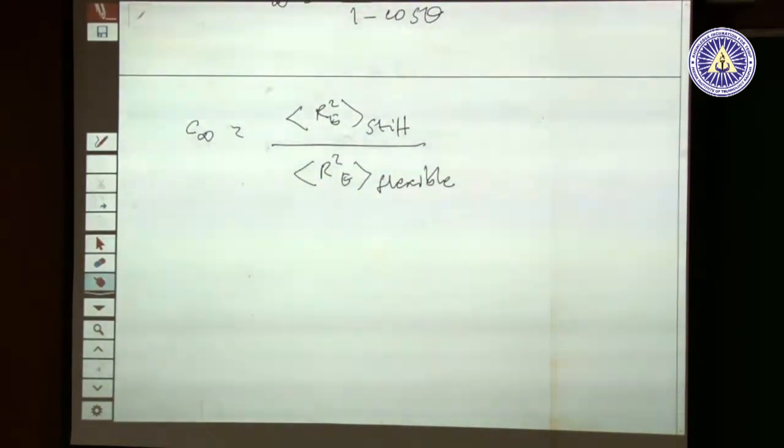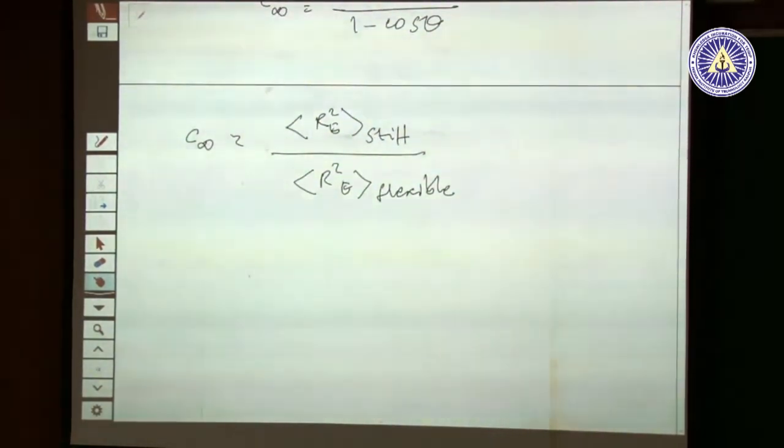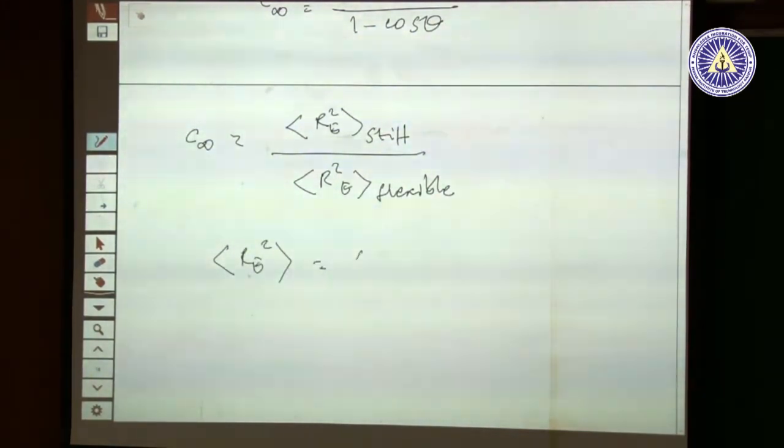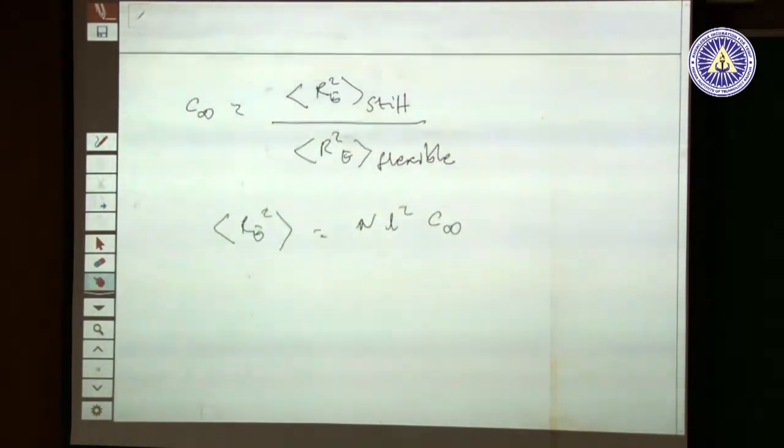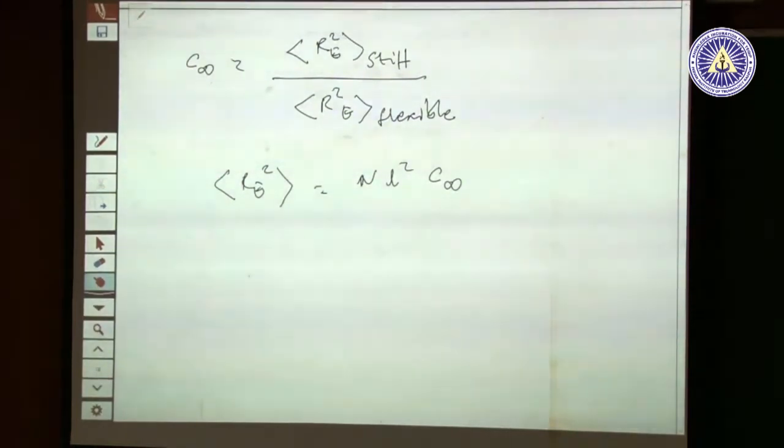Okay, so in general you write, and we have done that, Re squared is N L squared times C infinity. Now I want to actually look at something even simpler, and that is the following. It's called Kuhn chain.